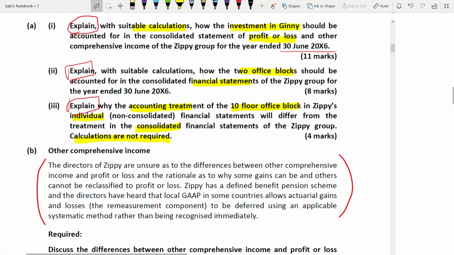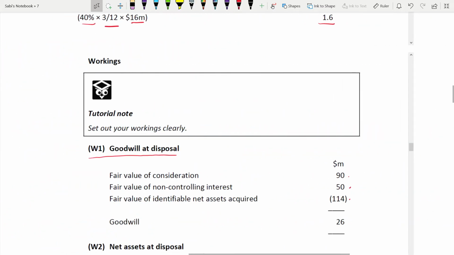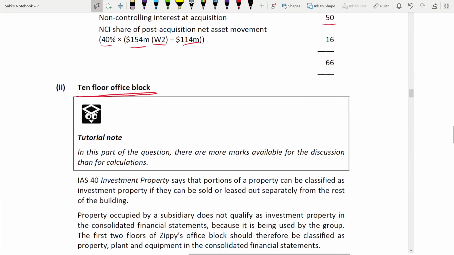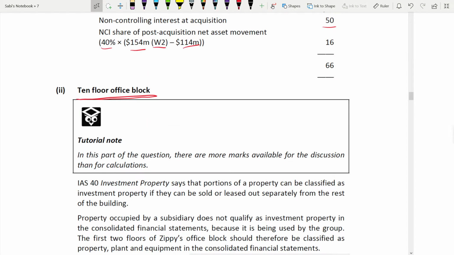That's it. Now let us do the first, and both the second and third requirements we can answer. The second relates to the consolidated financial statements, with suitable calculations we have to explain, and the third is about the accounting treatment, 4 marks. Okay, so coming to the 10th floor office block. In this part of the question there are more marks available for discussion than for calculations. Even if it's 8 marks, it's not equally 4 marks. More is for discussion than calculation.